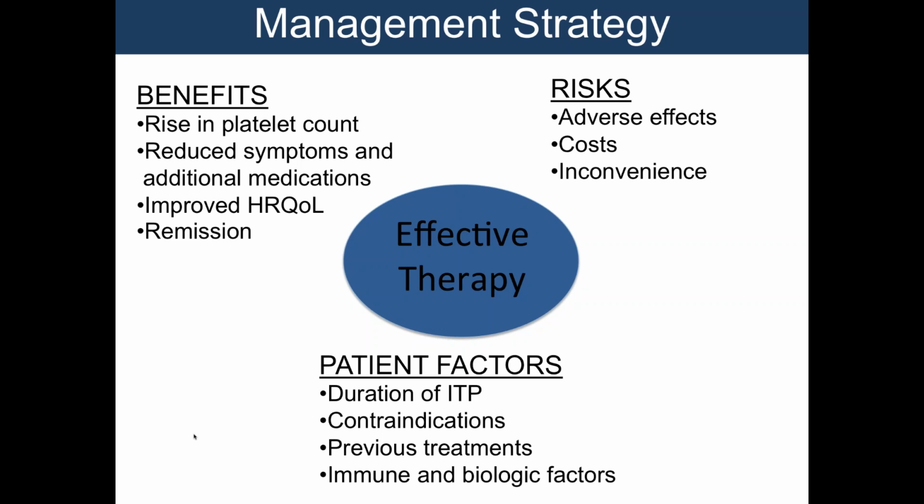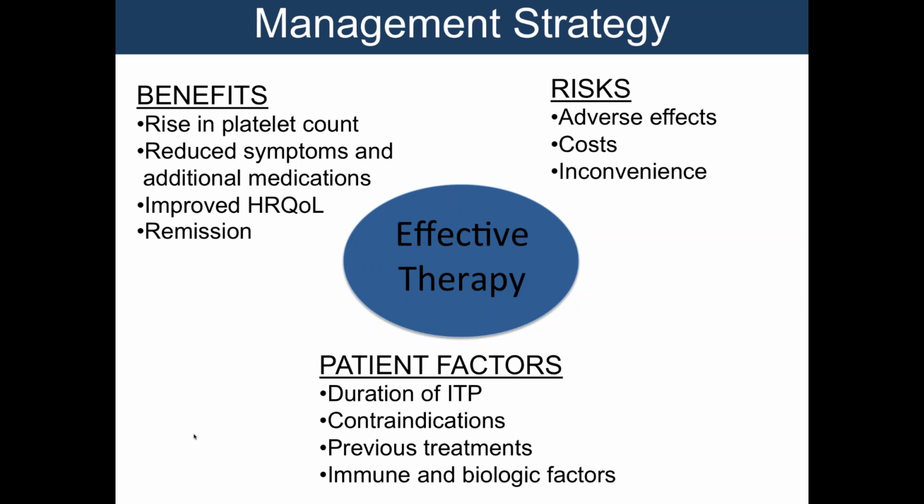And really, how does our family define quality of life? What is it that is important to them and what that looks like? Or are we really trying to get this child into remission? This all has to be balanced against potential risks such as the adverse effects, the cost of medications, the inconvenience of either weekly visits or daily medications.